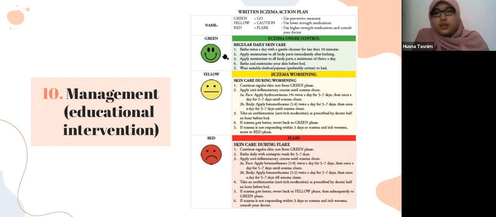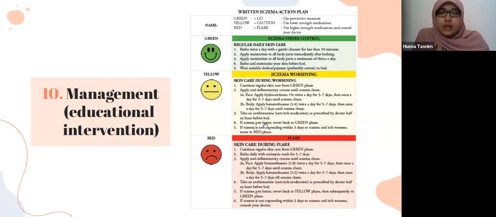They apply the moisturizer. They wear pajamas that are suitable before sleep. And then we have the yellow. This is when the eczema is worsening. So we still continue the green phase that is mentioned here, plus anti-inflammatory creams and antihistamine.